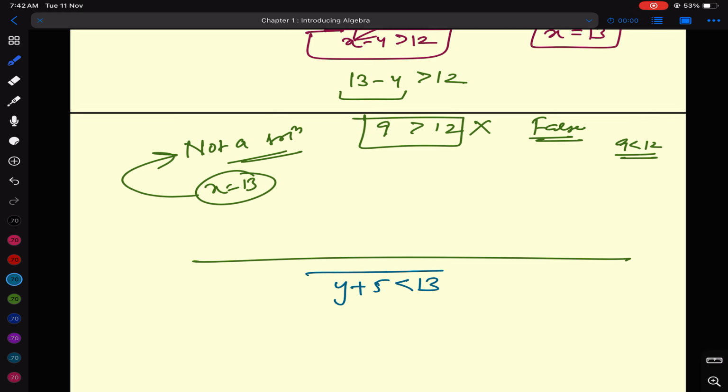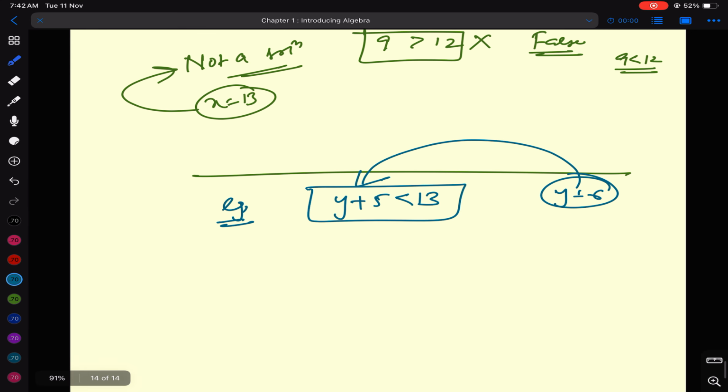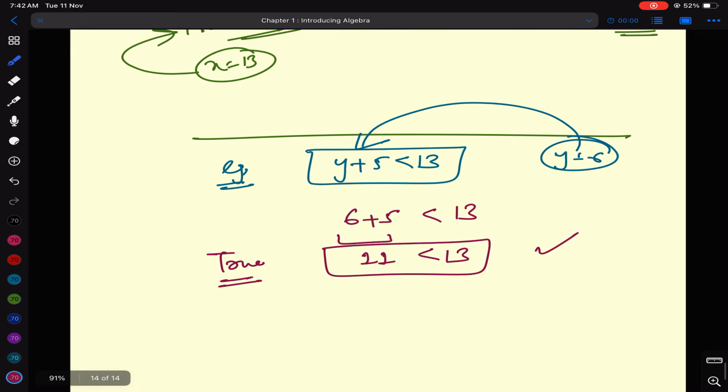I'll take one last example, which is y plus 5 less than 13. Now we have to verify for y equal to 6. What is different here from the previous example? In the previous example we had a greater than inequality. Now here we have a less than inequality. So when we substitute y equal to 6, we get 6 plus 5 on the left, that is 11, which is less than 13. Now this turns out to be true for sure. So we can say that y equal to 6 is the solution of this inequality, or you can say the open sentence.